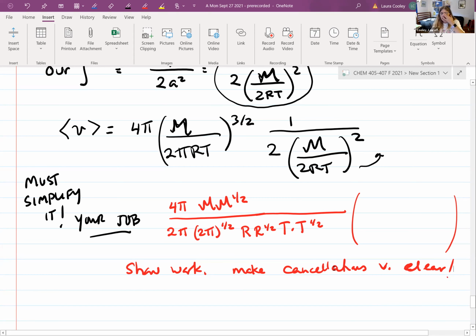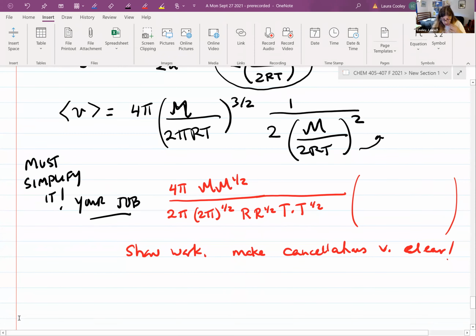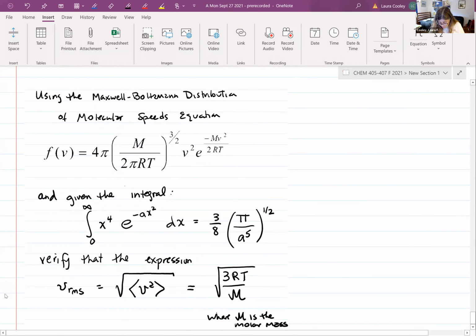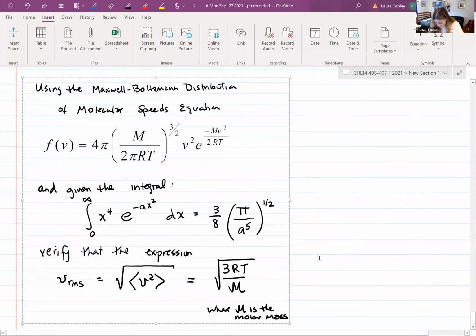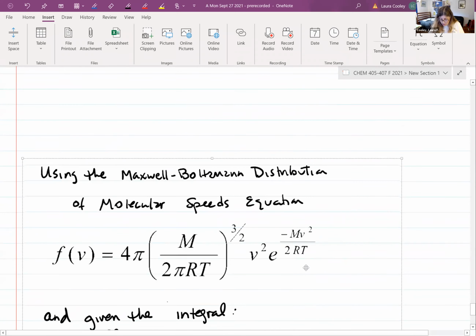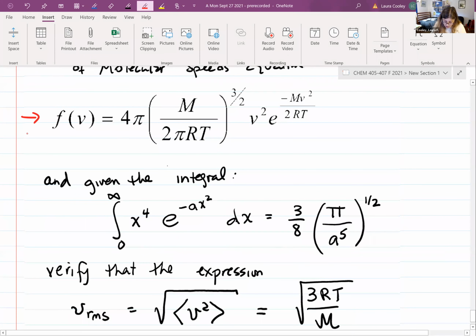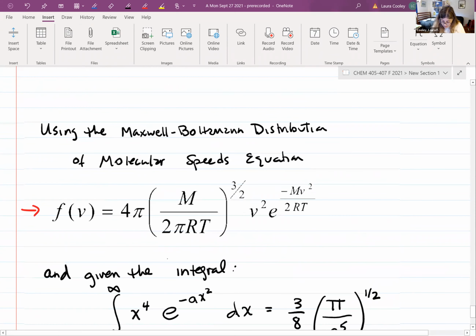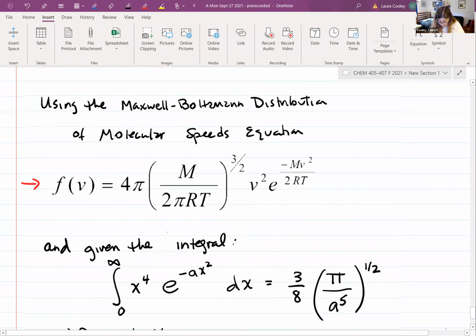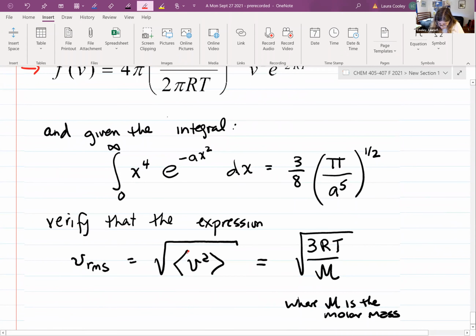All right. I have another special problem, which is very similar. I would like you to verify our formula for the root mean square speed. So again, here's the Maxwell Boltzmann distribution function. Now you're finding the average of the square. So you're going to have to change the integral, right?